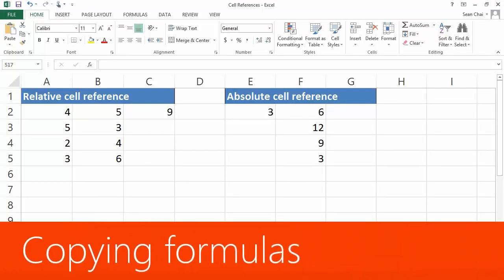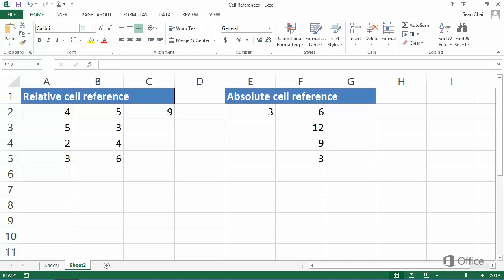We just saw how to create a formula that adds two cells. Now let's copy the formula down the column so it adds the other pairs of cells. The formula in C2 is A2 plus B2.